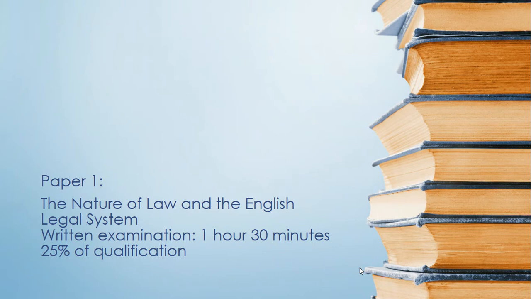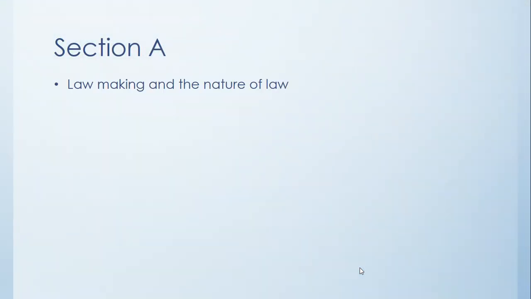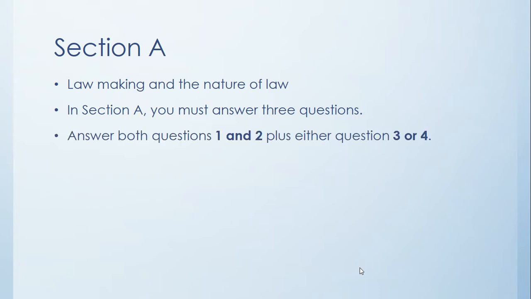So if we break down paper 1 a little bit further, again, it's an hour and a half, it's 25% of your qualification. In section A, you will be examined on lawmaking and the nature of law. You must answer 3 questions. You'll answer both question 1 and question 2, which are the short, usually 5 markers, plus either question 3 or question 4. Question 2 may be a 10 marker as well, and we'll go through some examples of that in class.